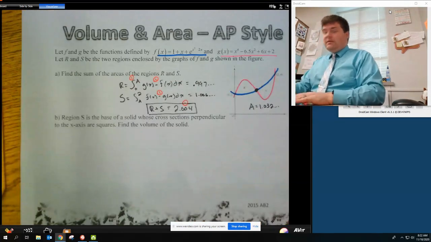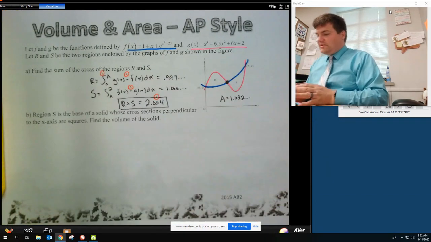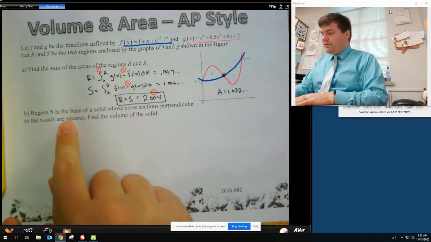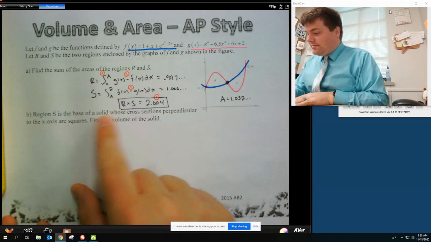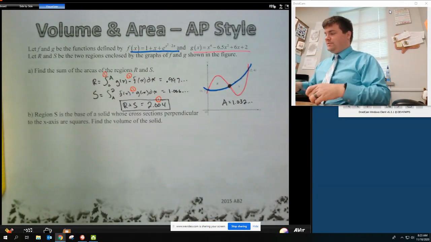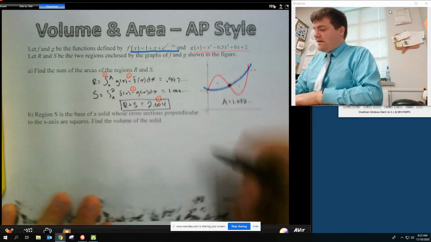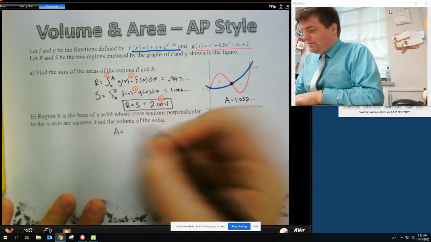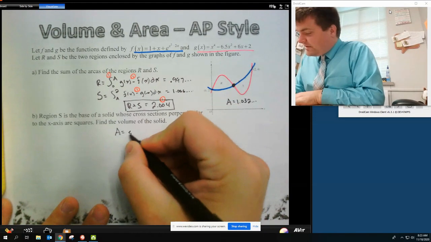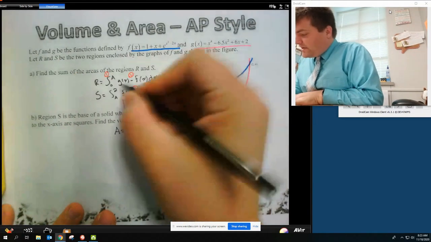Okay. Question B. S, so we're talking about S now, is the base of a solid whose cross-sections perpendicular to the x-axis, which is important to know, are squares. Find the volume. So for this one, what we're going to do is we have our area. What's our area going to be here? It's going to be squares. What's the formula for a square? Side squared.